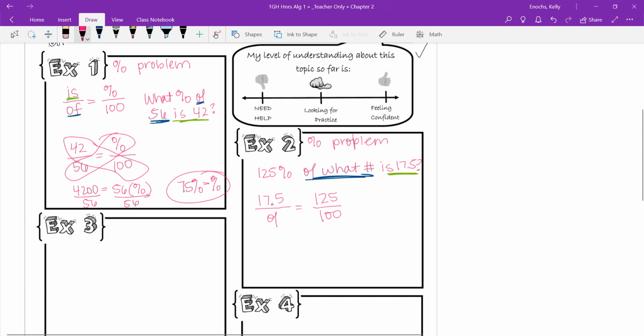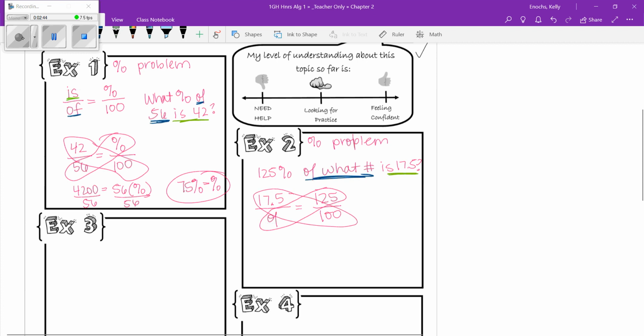Now remember, you're already dividing by 100, so you shouldn't need to change your percentage to a decimal. That turning it into a fraction over 100 makes your percentage without changing it to a decimal. Okay, so when we cross multiply this one, we get 1750 equals 125 times our of amount. Then we divide by 125 on both sides. And we get our of amount is going to be 14.